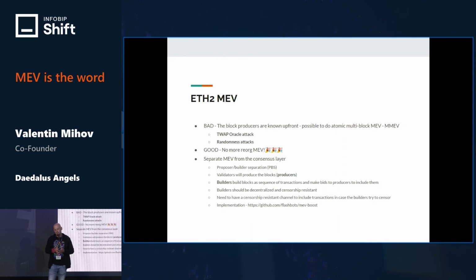But it's an attack that I believe in the next couple of months, maybe we're going to see some exploits around this. So protocols that are using TWAPs need to be really, really careful now.